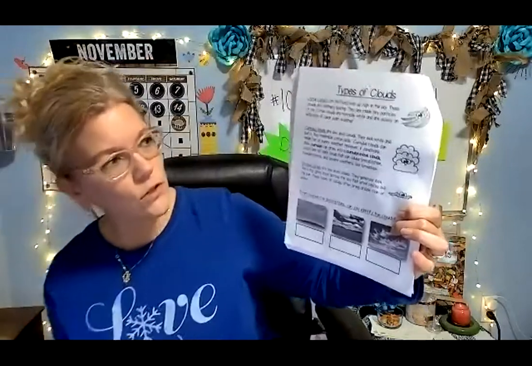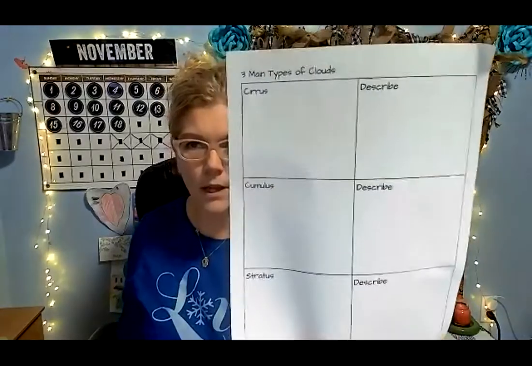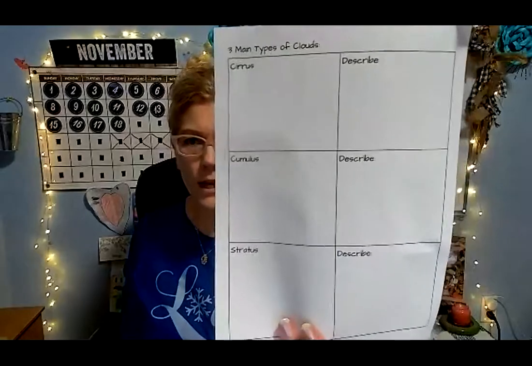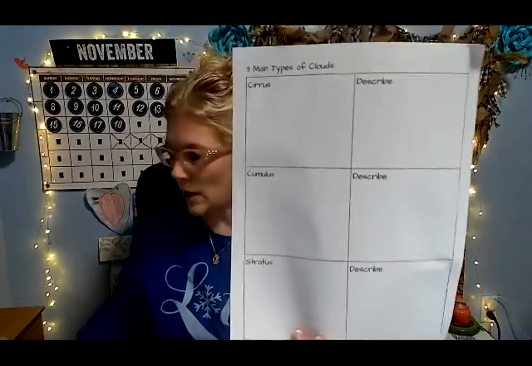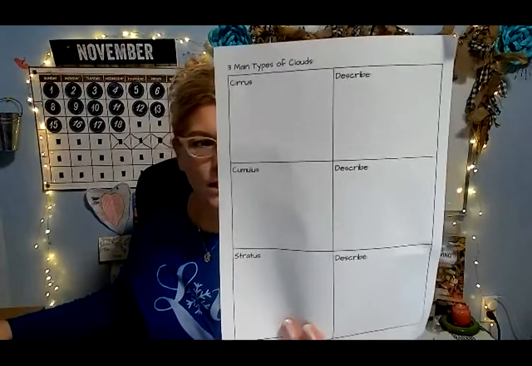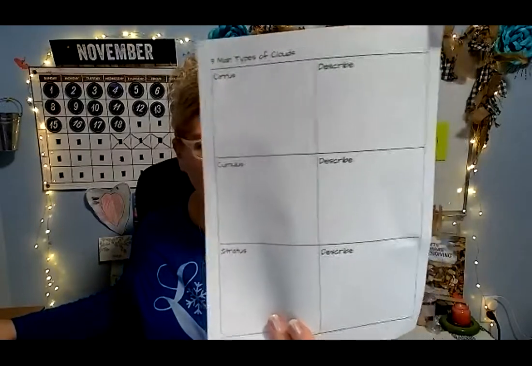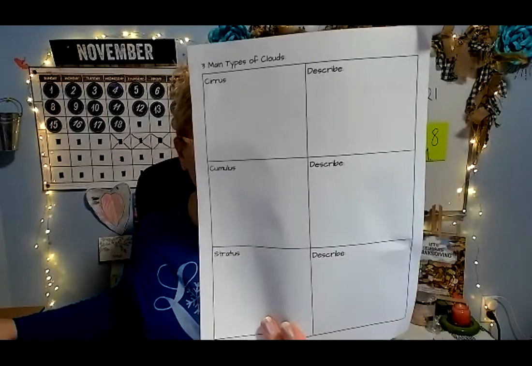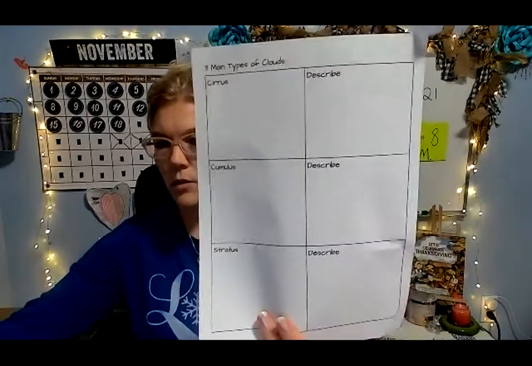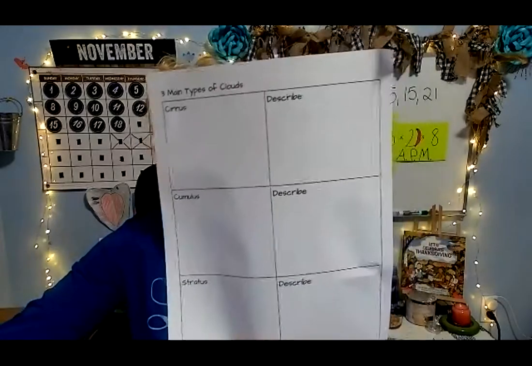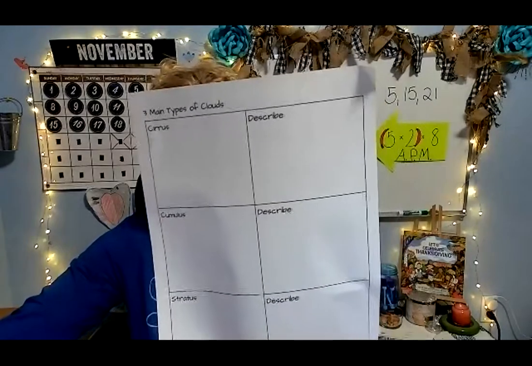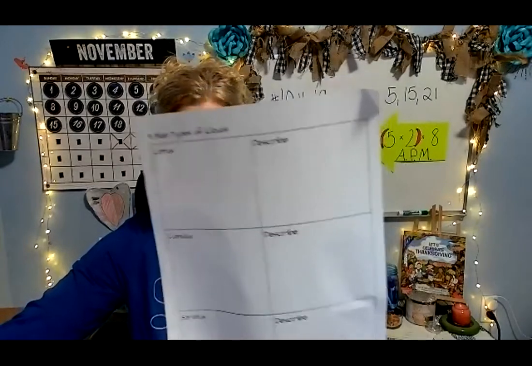So today we're going to do an activity on the three main types of clouds, which was in your distribution bag. It is this paper right here, three main types of clouds. As you can see, on the left-hand column are the three main types of clouds. And then on the right, it asks you to describe those three main types of clouds. And you can get that information from the video yesterday. You can get it from your packet, or you can simply just get it with a little help from moi.